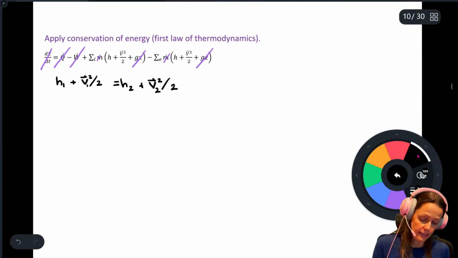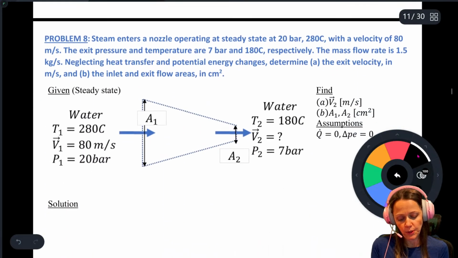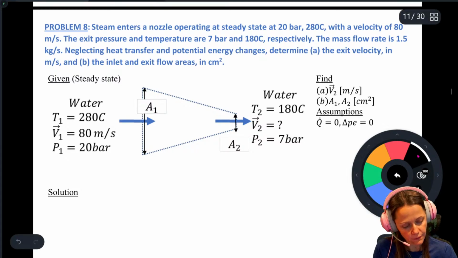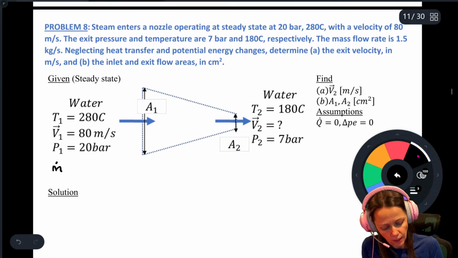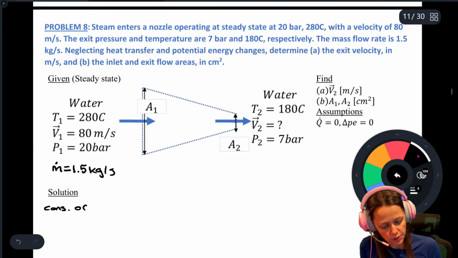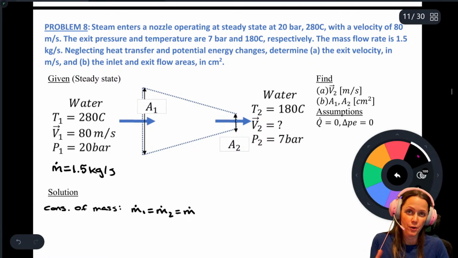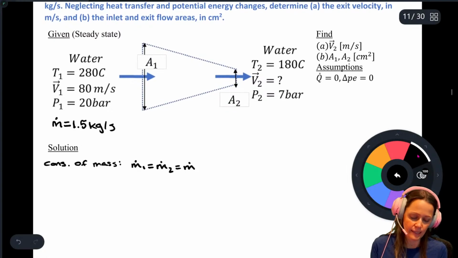All right, so let's go to the next problem. First problem: steam enters the nozzle operating at steady state. We've got the temperature, velocity, and the pressure at the inlet, and they tell us that the mass flow rate is 1.5 kilograms per second. Based upon the fact that it's steady state, your conservation of mass tells you m dot 1 and m dot 2 are equal to one another. I didn't even put it in my diagram; it's just m dot.